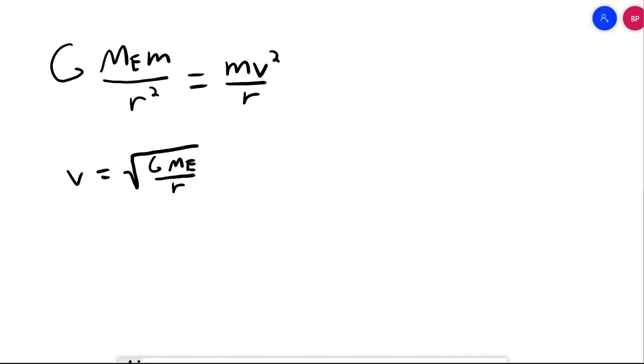Now, because the velocity is constant, it's also equal to the distance divided by the time. So since it's moving in a circle, in one period, so in one full rotation around the Earth, it travels a distance of 2 pi times the radius of the circle, which is the same r here, the distance to the center of mass of the Earth, divided by the period. So this has to be equal to the same thing here.